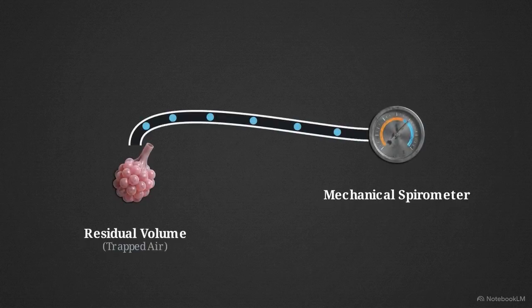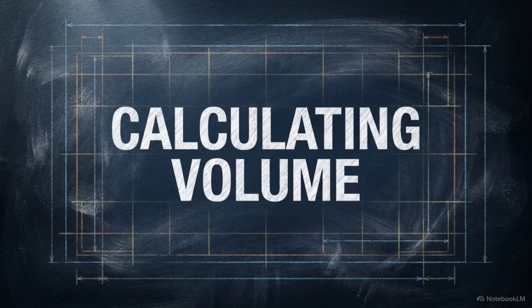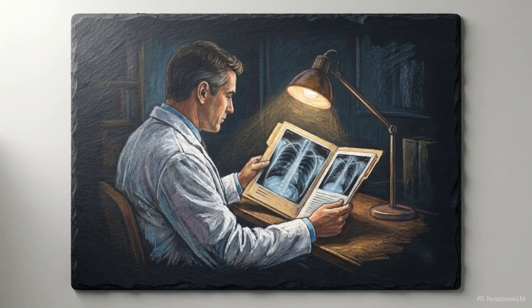Since the residual volume cannot be extracted from the patient and pushed into a machine, simple mechanical measurement fails. We have to calculate the size of this hidden container using indirect biophysics. The limits of those biophysics become apparent when we examine a patient suffering from severe obstructive pulmonary pathology.